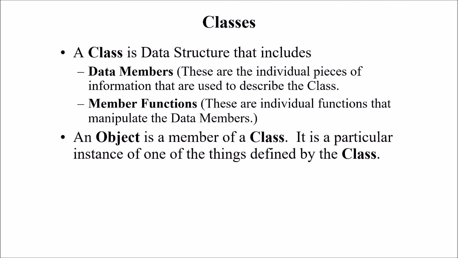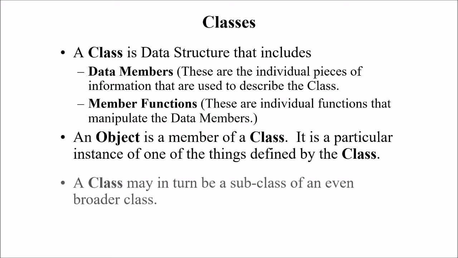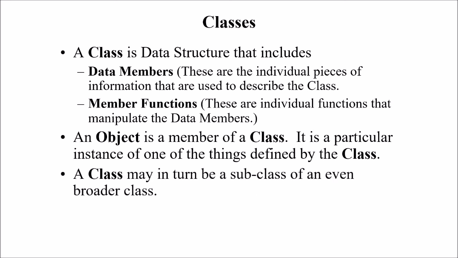An object is a member of a class. It is a particular instance of one of the things defined by that class. A class may in turn be a subclass of an even broader class.